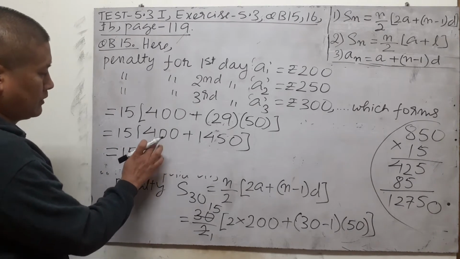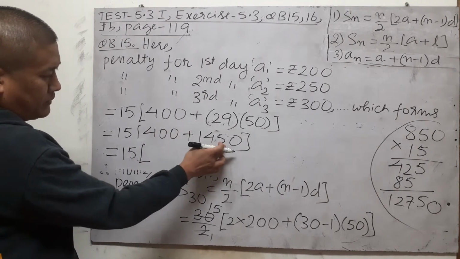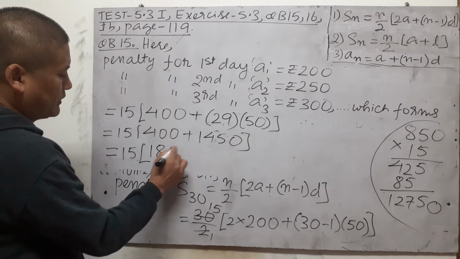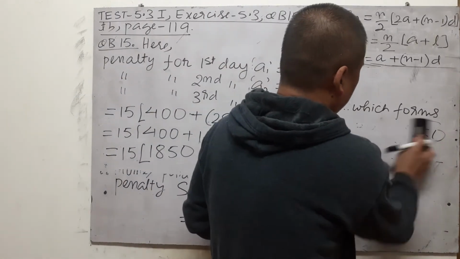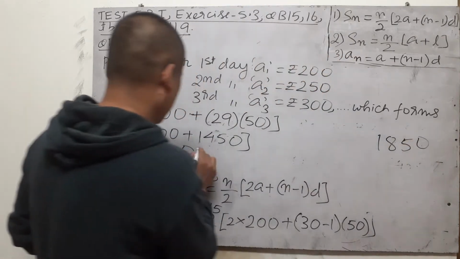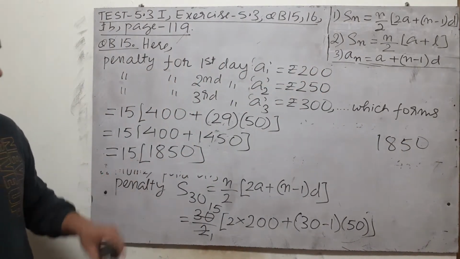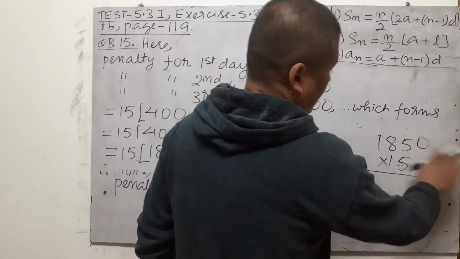15 into then 1400 plus 400, 1800 plus 50, 1850. So you just remove this from your graph also. The multiplication should therefore be 1850, and then don't forget to close the bracket. 15 into 1850, so 15 and 185 you multiply.